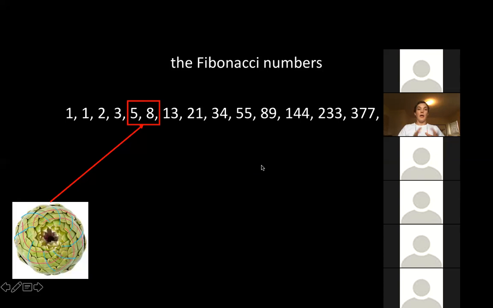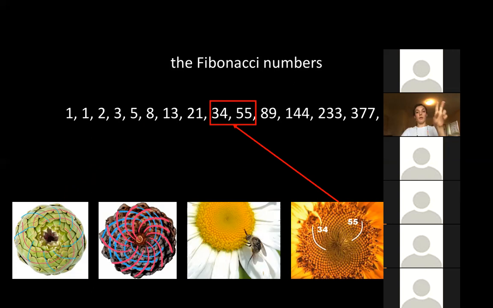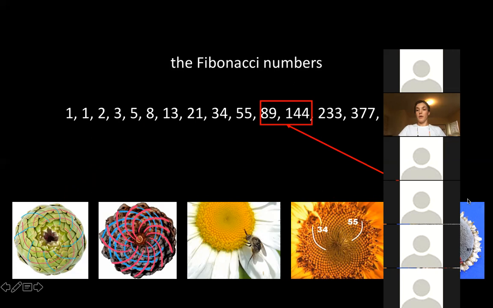Just to summarize again what we found in all those different pictures: in the artichoke, we found two consecutive Fibonacci numbers, 5 and 8, as the numbers of curves going the two different ways. In the pine cone, we found 8 and 13. In the aster, we found 21 and 34. In the sunflower, we found 34 and 55. So again, consecutive numbers in the sequence. And then finally, we found 89 and 144.